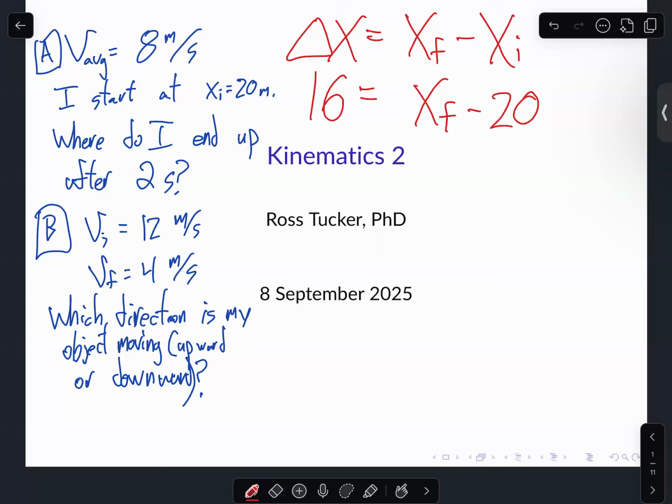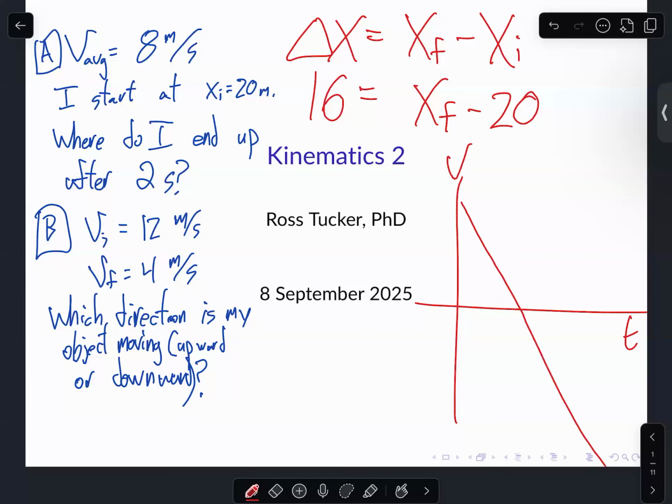If velocity goes from 12 to 4 to 0, when the velocity stops being positive, if it starts to go negative, then yeah, it's hit a high point. For instance, I'm going to show you the sketch of velocity versus time for a falling object, for a thrown object. Here's velocity, here's time.